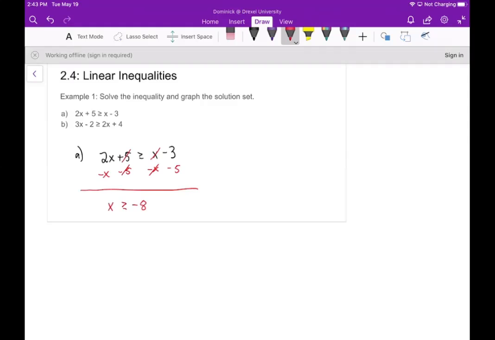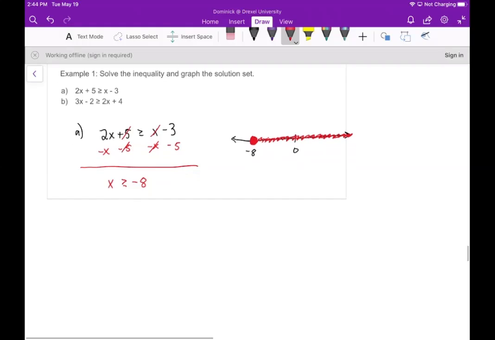Now as far as graphing this solution set, somewhere over here I have a 0, then maybe down here I have a -8. Since we have the equal sign, I want to include -8, so I'm going to need a closed circle on -8. And if I want numbers that are bigger than -8, I need to shade to the right of -8. So that's our solution set for this first inequality.